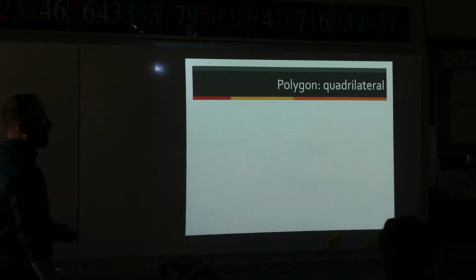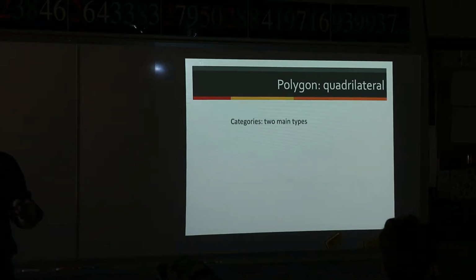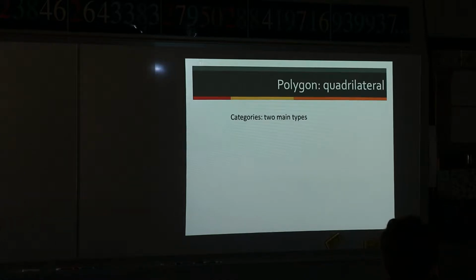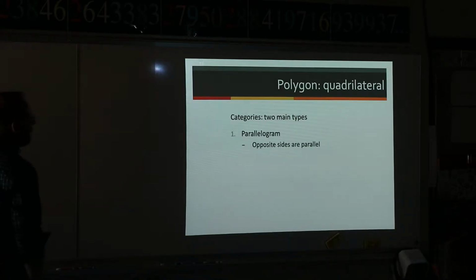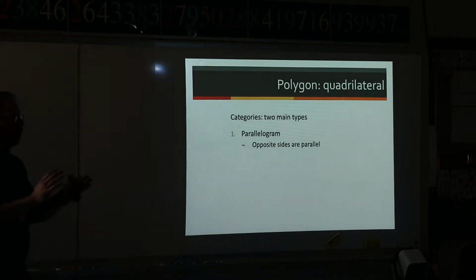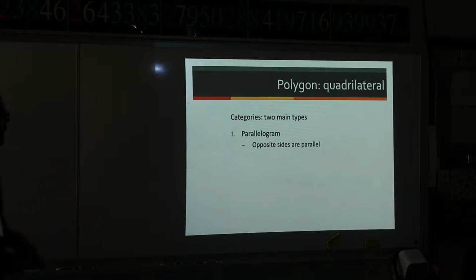So let's talk about a parallelogram. A parallelogram by definition has opposite sides that are parallel. That's the definition of it. That's it. Pairs of opposite sides are parallel. Parallel means they go like railroad tracks. They're going the same direction, they don't touch, they don't cross, that type of thing, right?